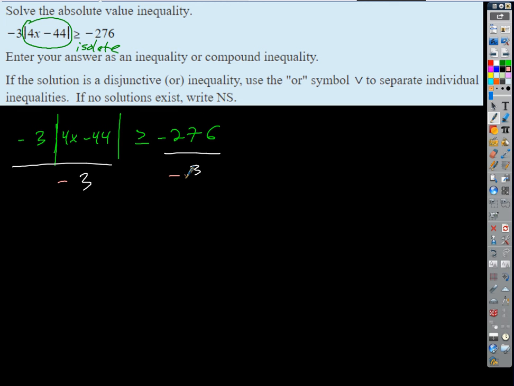Okay, but what's the deal when we're working with inequalities and we divide both sides by a negative? What do we have to do? Got to flip the sign. Good. So this has to get turned around, and then over here that stuff cancels. We get just the absolute value is less than or equal to, what's that going to be, +92. That's supposed to be an X there.